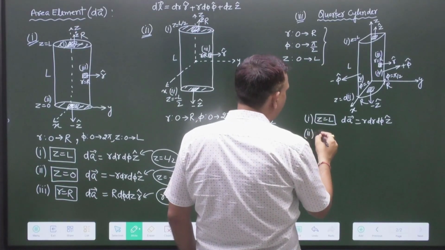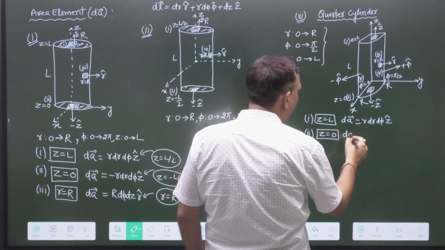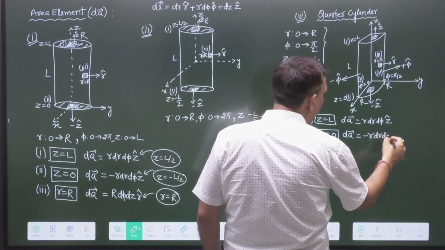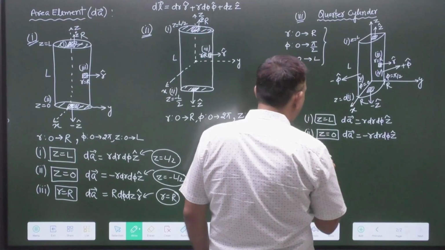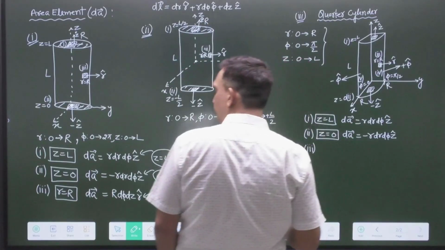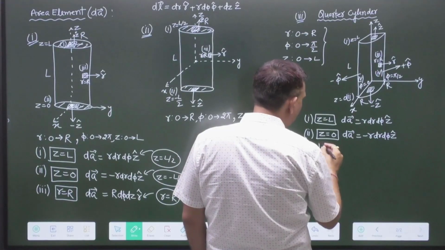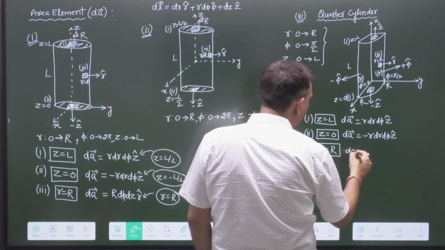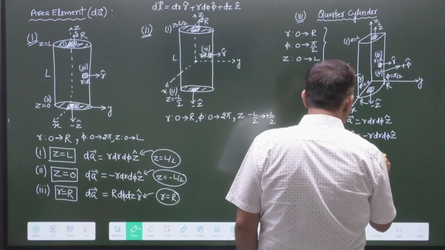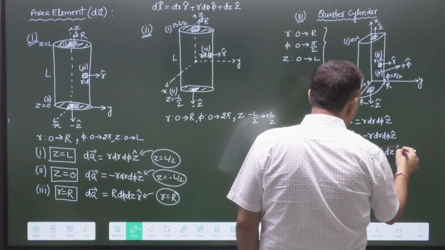The second is Z is equal to 0, that is minus R dr d phi Z cap. And the third is R is equal to R. So that will be given by R d phi dz R cap. So these 3 are the same.